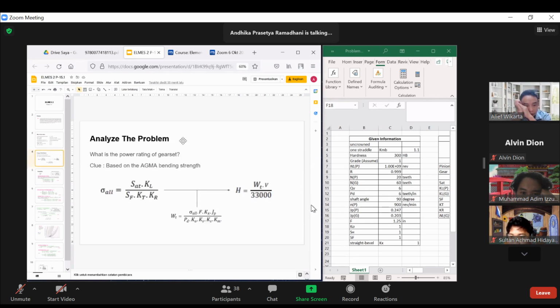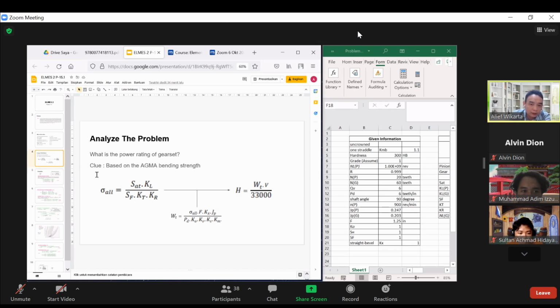The question is, what is the power rating of the gear set? We have a clue that it is based on the AGMA bending strength. So here we have the AGMA bending strength equation, and this is the output we are looking for. This is the power rating equation, and I need another equation to connect these two. This is the transmitted load equation based on the AGMA bending stress equation.